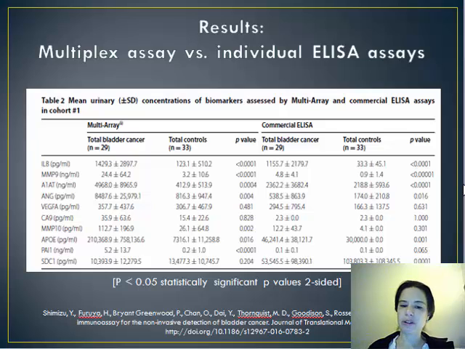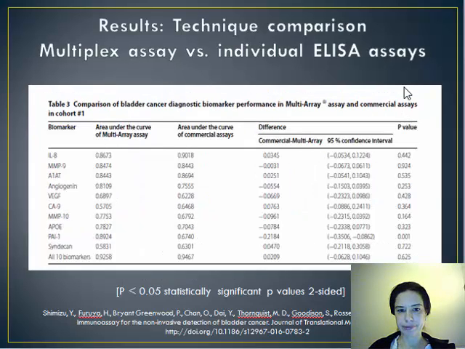And then when you look at p-values, anything less than 0.05 is considered statistically significant. So for the most part, with a few exceptions, these were statistically significant and showing a difference between your control and your positive bladder cancer sample.